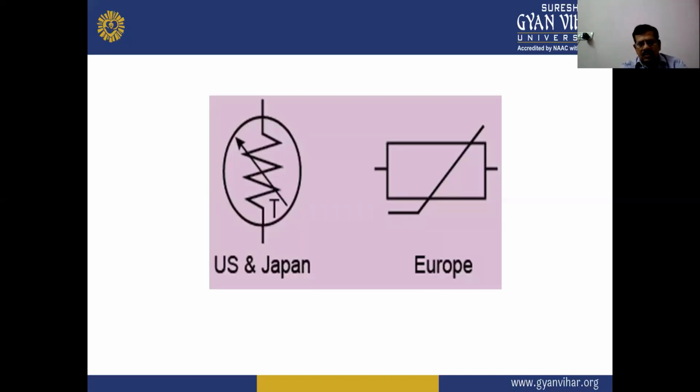There are two diagrams that represent the thermistor device. The first diagram is the representation generally used in the US and Japan. But in European countries, the second symbol, or second diagram, represents the thermistor. So these are the two types of thermistor symbol used in different countries.